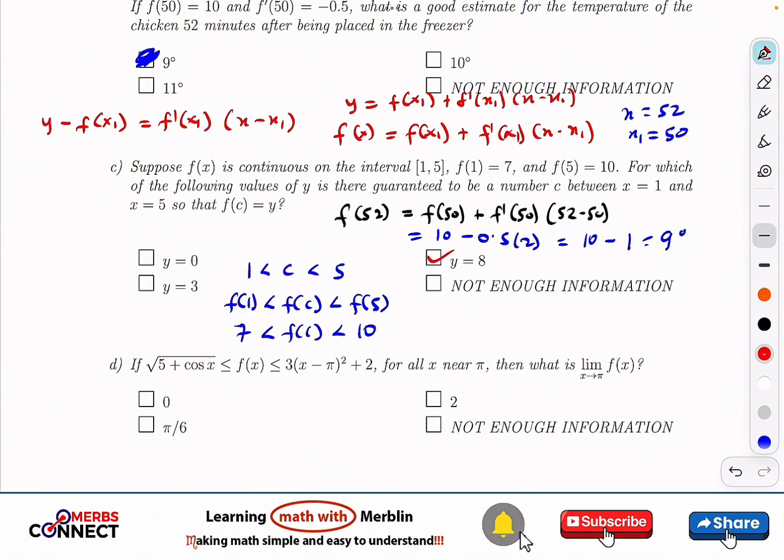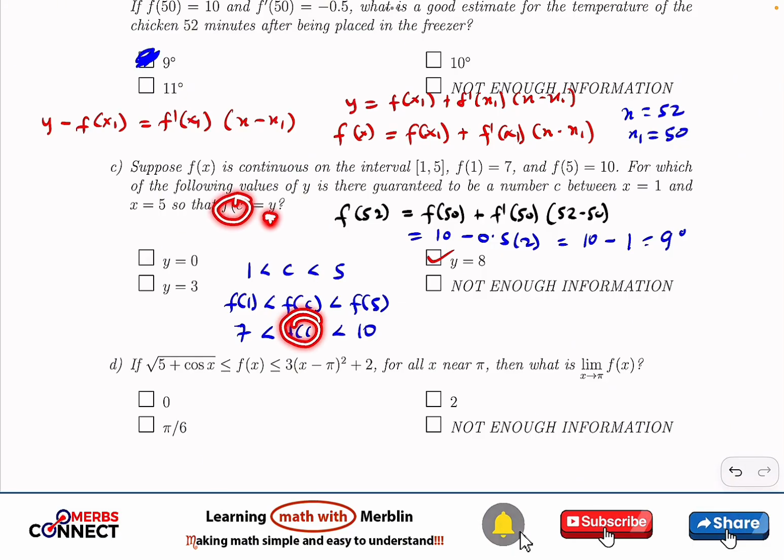So y should be 8, right? So if y is 8, don't forget y is the same as f of c, which is 8. So this is how you can form your intermediate value theorem.